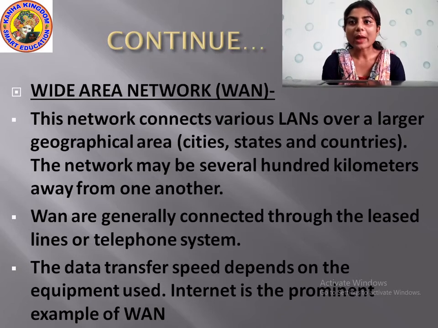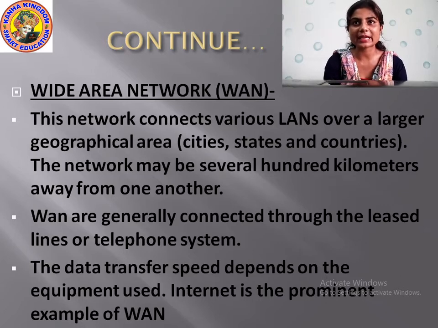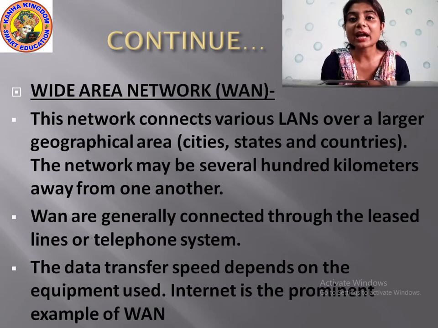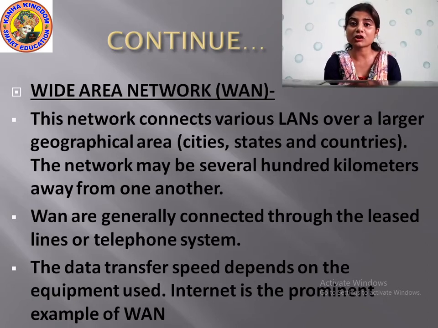Then the next one is WAN, that is wide area network. Now what is a wide area network? This network connects various LANs over a large geographical area, that is cities, states and countries. The networks may be several hundred kilometers away from each other. They can connect one server to another, situated in different cities, different states, different countries. This wide area network can be considered the global network, which can share its network to different cities, states and countries.